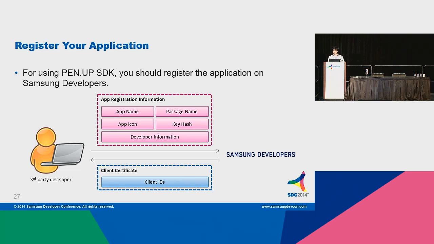So please keep in mind that this value is very important. So if these values are wrong, your application cannot use any PEN.UP features. So please refer to the guidelines specified in the app registration page and enter the exact values. So if you complete this registration, then we'll generate client IDs for your applications and we'll send them to you.